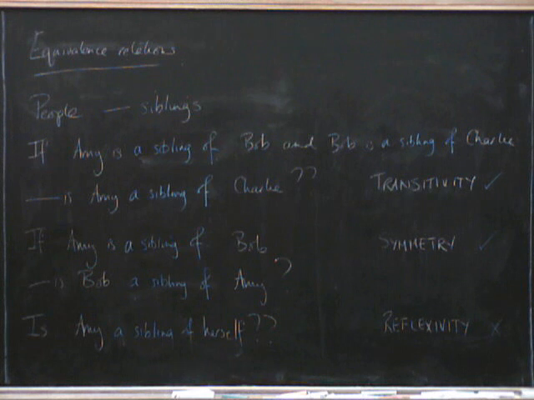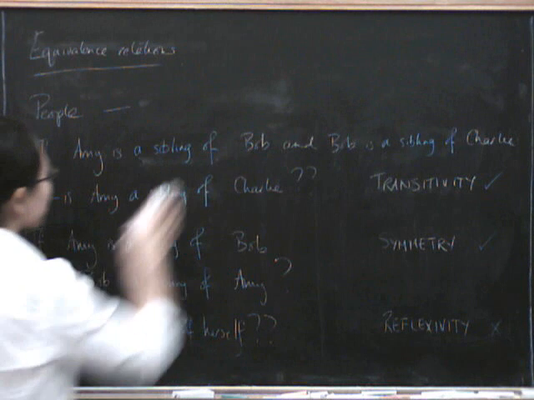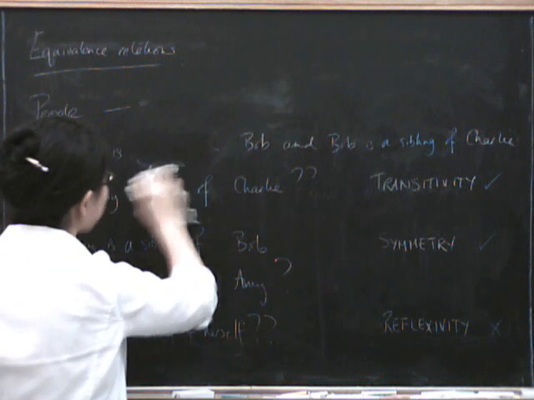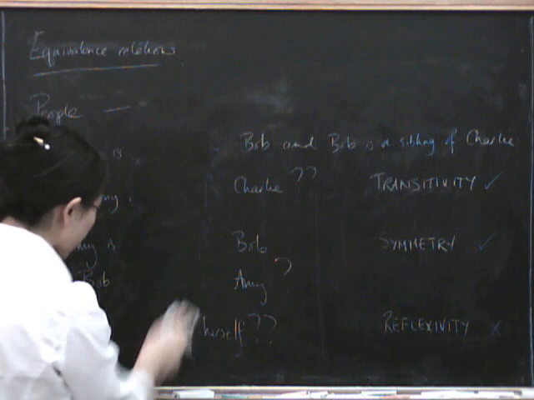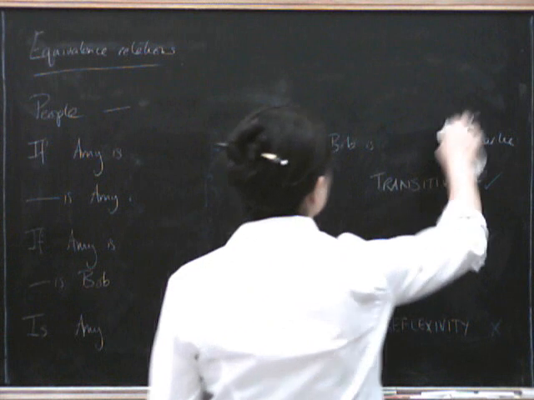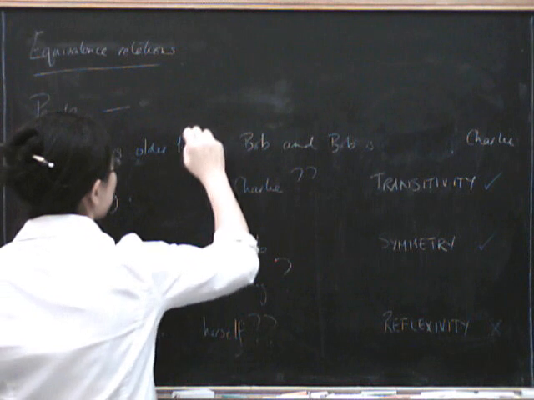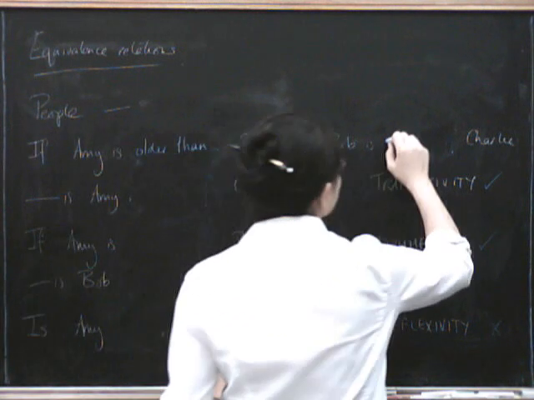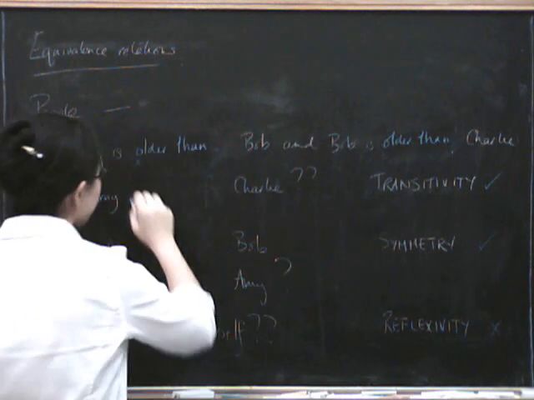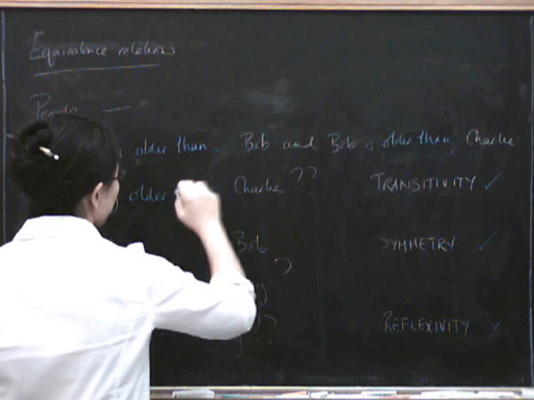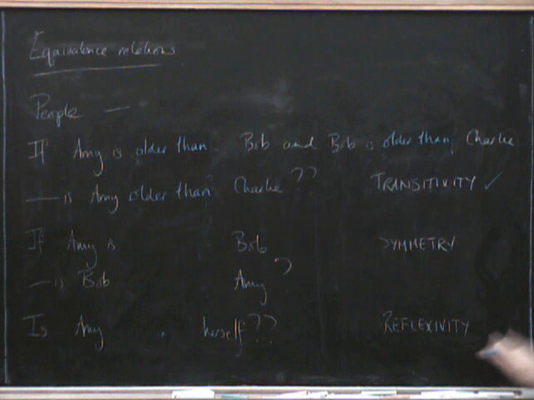So let's try another one. Let's try being older than someone. So we can rub out all these blue bits again, and instead of having is a sibling of, we can put in older than. So if Amy is older than Bob, and Bob is older than Charlie, is Amy older than Charlie? Well, yes, that is true, isn't it?